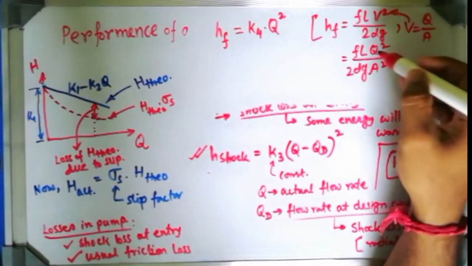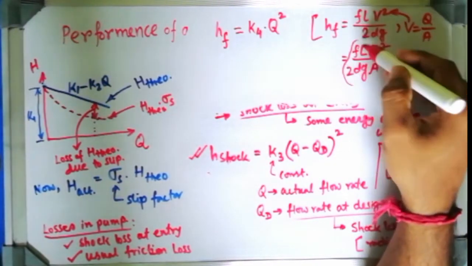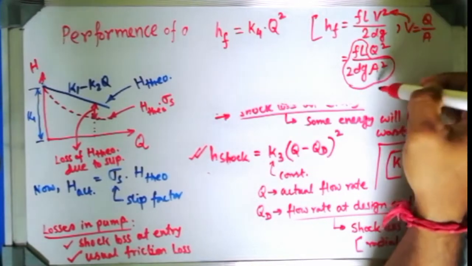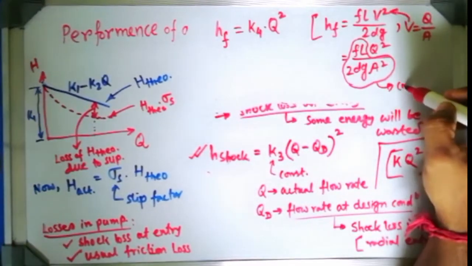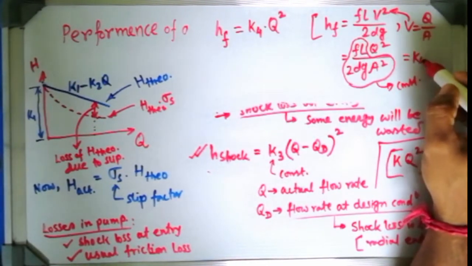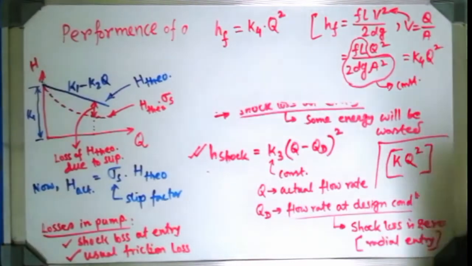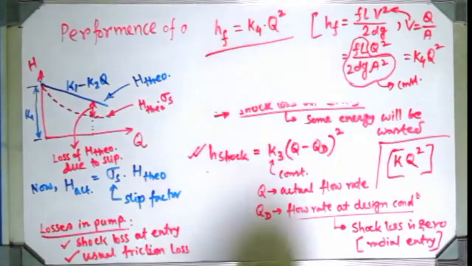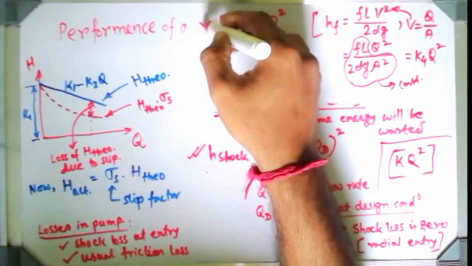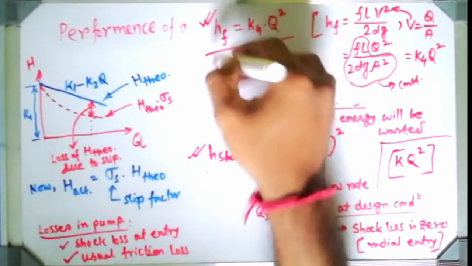So if you take all these parameters, f, L, 2, d, g, A square, as constants, then obviously you can put a new constant K4 times Q square. It can easily be written. That is why I have written it here, just maintaining the rest of the parameters as constants. So head loss due to friction can be written in this structure.